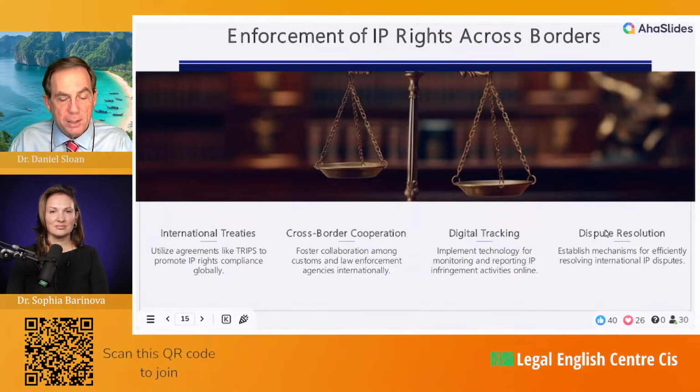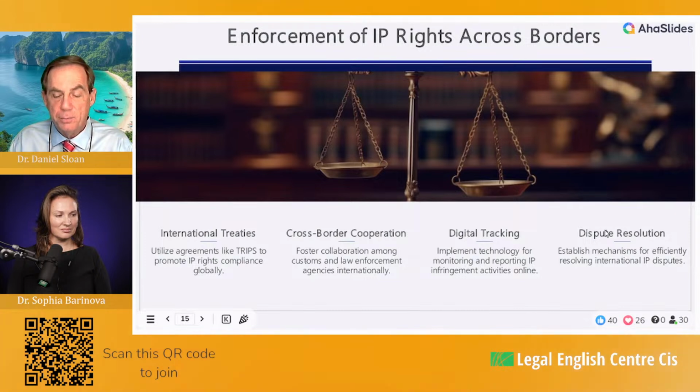So, enforcement of IP rights across borders. We have international treaties, agreements like TRIPS, to promote IP rights compliance globally, and cross-border cooperation to foster collaboration among customs and law enforcement agencies internationally, so that if a dispute comes into play and we need law enforcement because it's something like trafficking in pornography or things that are illegal, child abuse or something like that, we have cooperation internationally across borders. Digital tracking implements technology for monitoring and reporting IP infringement activities online, and then dispute resolution. Now, all these are issues we would take into account in advance during the contractual basis, to establish mechanisms for efficiently resolving international IP disputes.